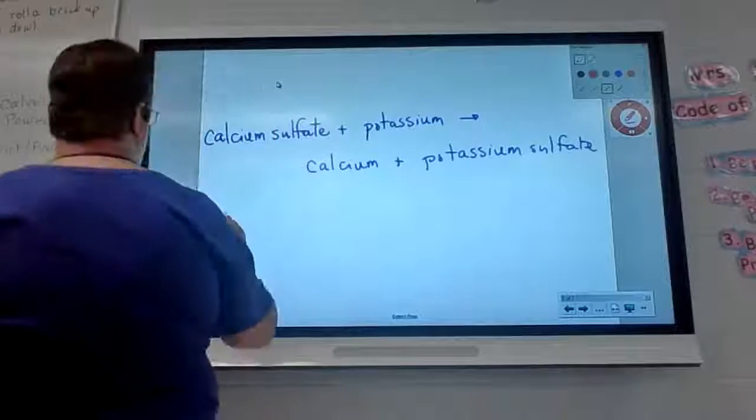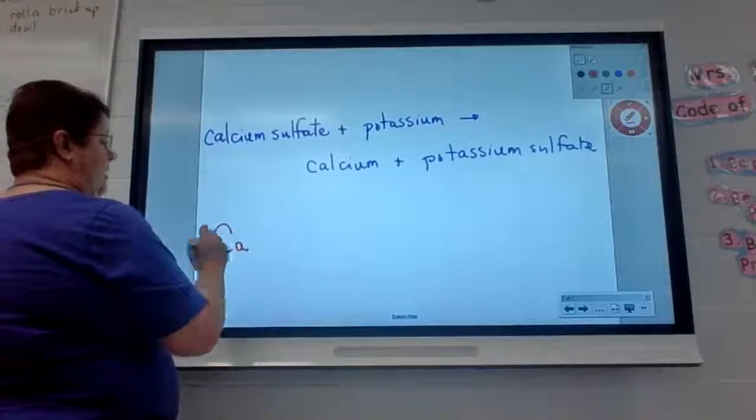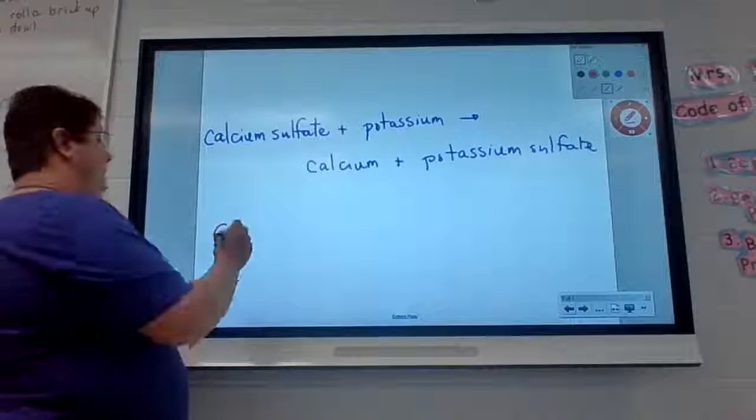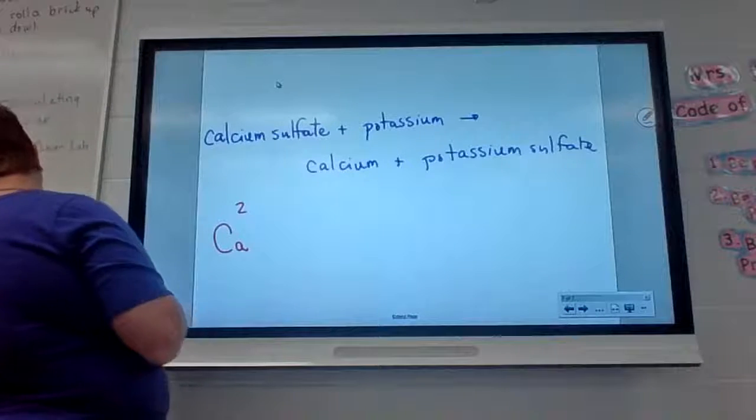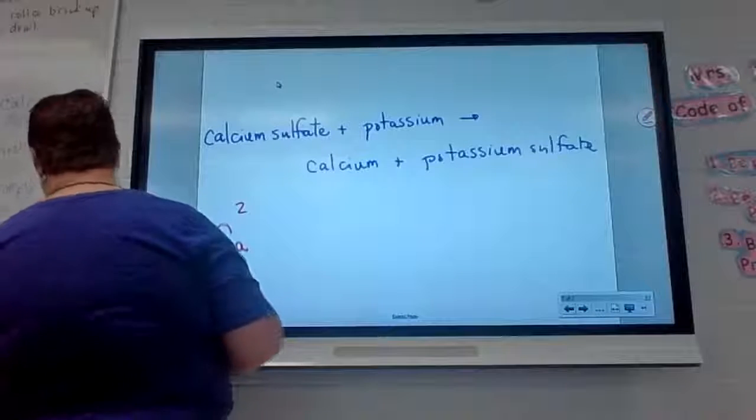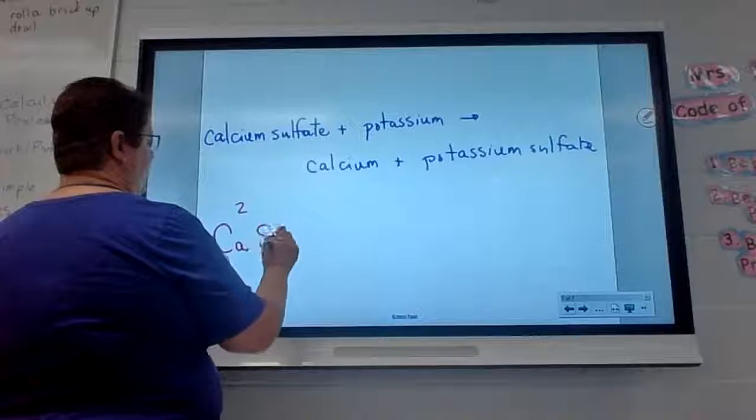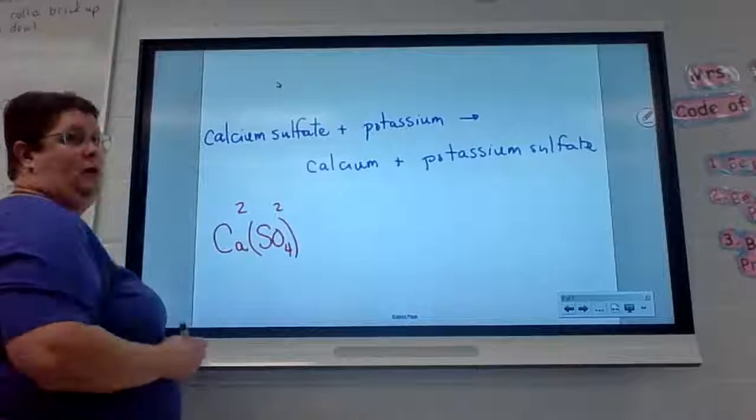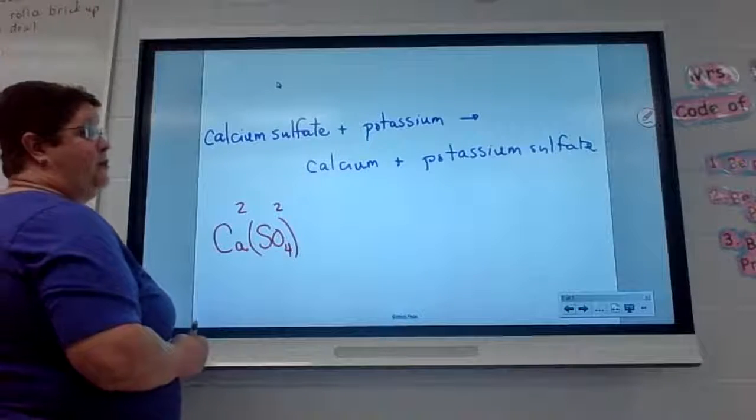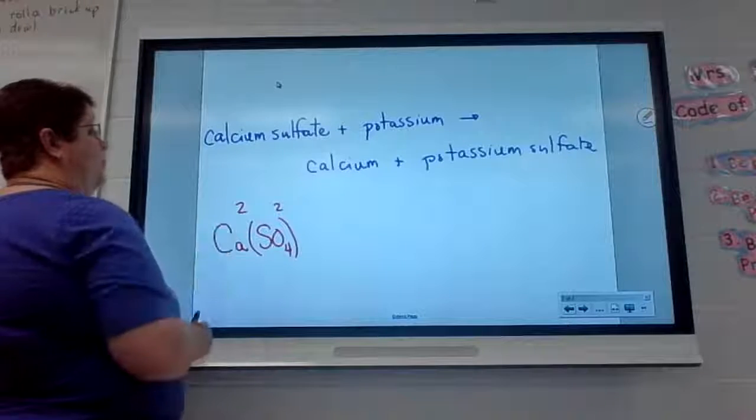All right, calcium is Ca. Its oxidation number is a what? +2. Okay, sulfate is a what? Polyatomic ion. Yep, so what's its formula? SO4. What's its oxidation number? -2. All right, see how those things are 2 2s? What's going to happen to those 2 2s? Crisscross. Well, you don't even need to.